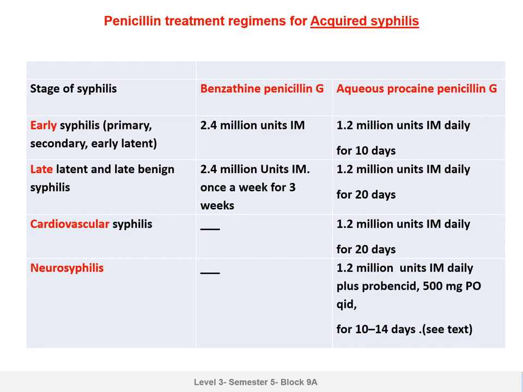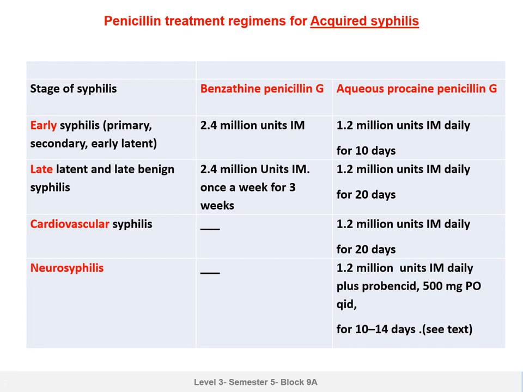Penicillin treatment for acquired syphilis depends on the stage of syphilis. In early syphilis, primary, secondary, and early latent: benzathine penicillin G 2.4 million units intramuscular once, or aqueous procaine penicillin G 1.2 million units intramuscular daily for 10 days.